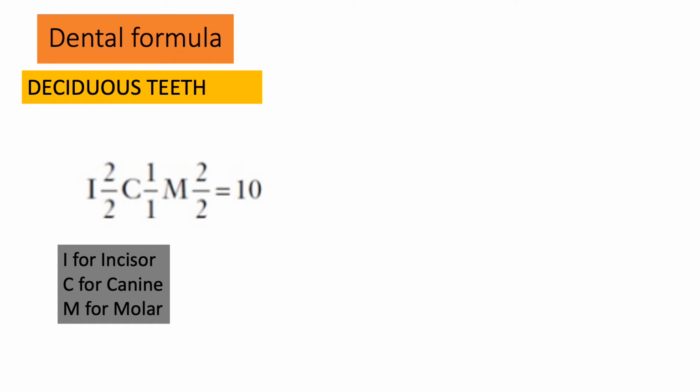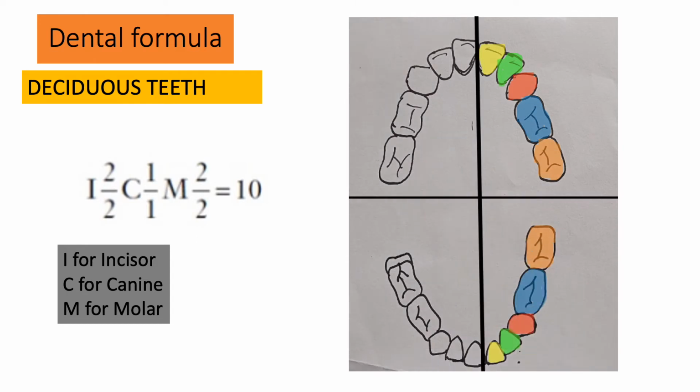Now we'll discuss the dental formula of the deciduous teeth. In the deciduous dentition there are 10 teeth on one side, that is 5 in the upper and 5 in the lower. The dental formula is written in such a way that first there will be the denomination of the tooth. There are 2 incisors, right? So I will be there, representing the incisor, followed by a horizontal line, and the number of incisors present in the upper and in the lower jaw. So upper there is 2 and lower there is 2.